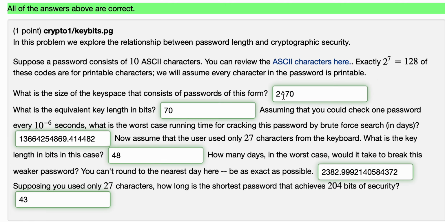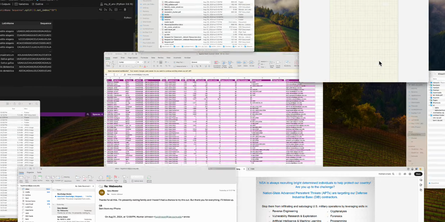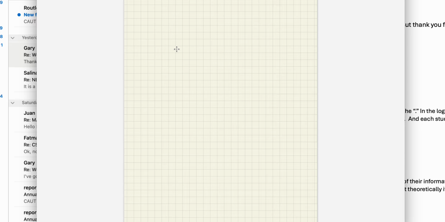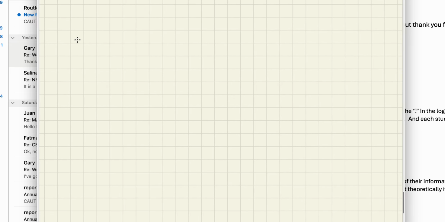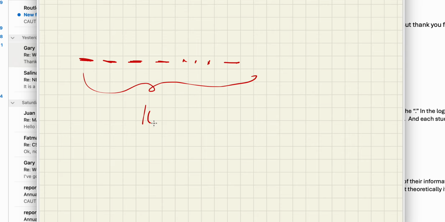So where do I have the right answer here? It's 2 to the 70th power. Where does that come from? Let me see if I can zoom in a bit here and also draw. Can I draw here? So we have 10 characters in the password. That means there are 10 blanks here. I'm just going to put dots, because what we mean to suggest is that there are 10.